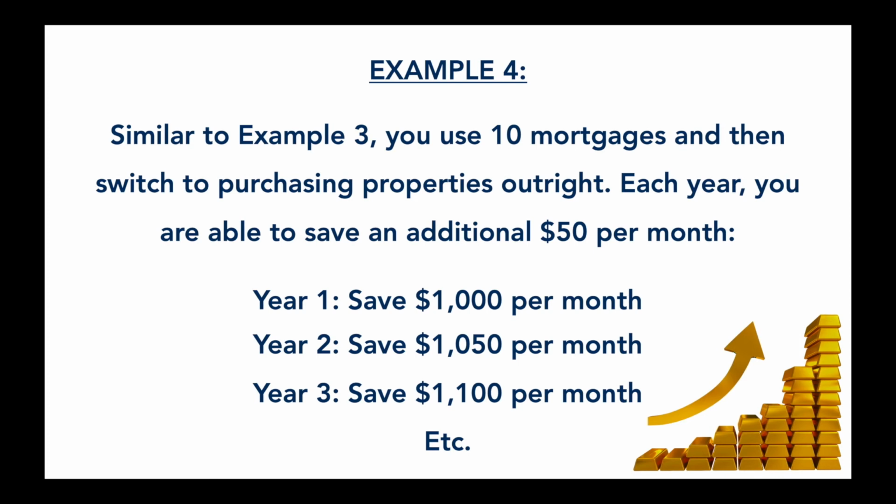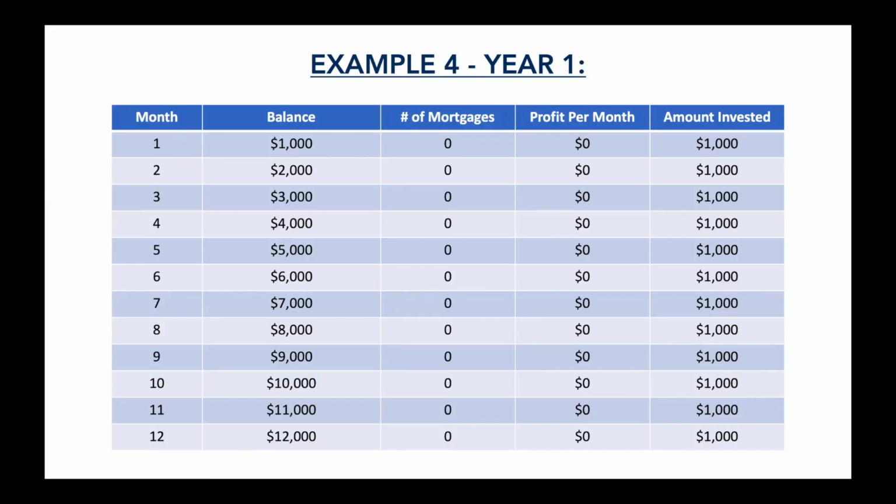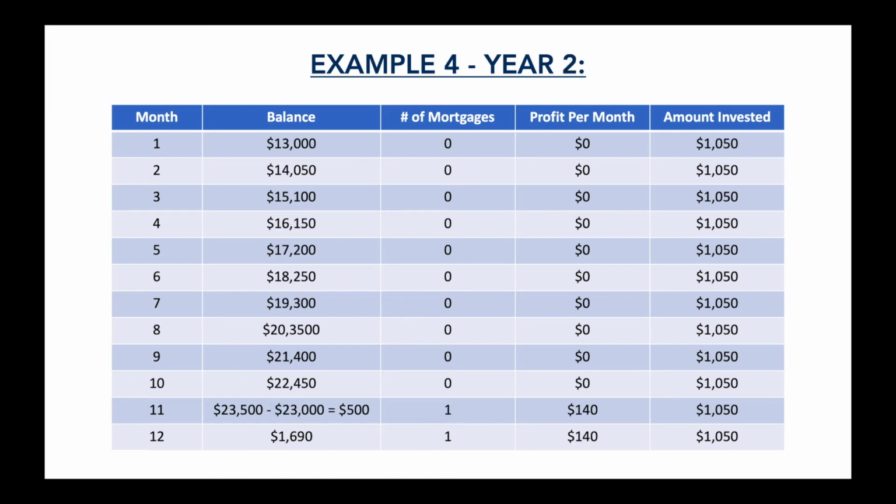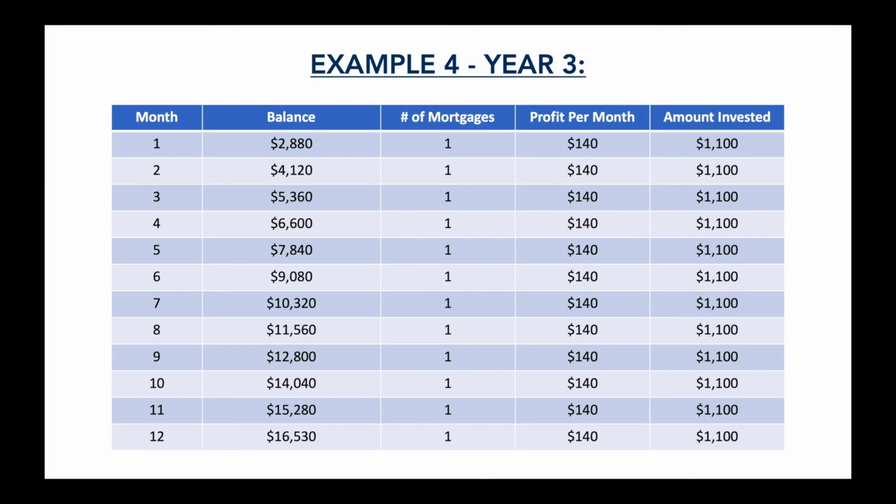So in year 1, you save $1,000 per month, same with the other examples. Then in year 2, you save $1,050 per month. In year 3, you save $1,100 per month, and this keeps going for the full 30 years. So for example 4, year 1 is the same as everywhere else because you're only saving $1,000 per month. So in year 2, you start investing a little more, you save $1,050 per month, and you can see that you still get your very first mortgage in month 11 of year 2. Year 3 is mostly the same, but again, you're saving more. You're saving $1,100 per month.